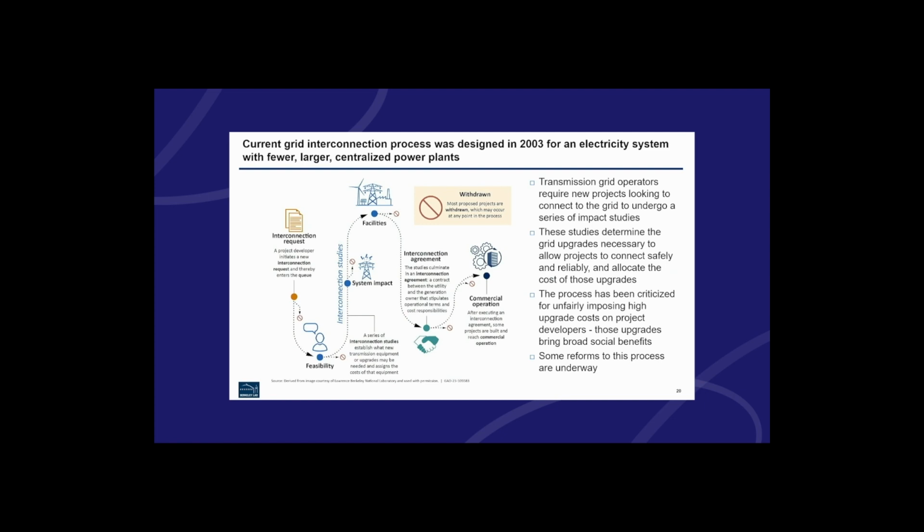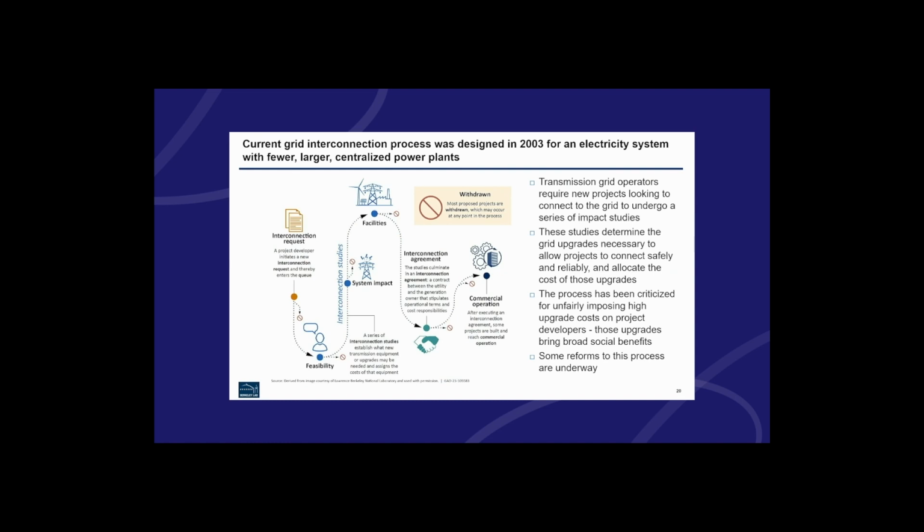Unfortunately, when you build a new power plant, you can't just plug it into the grid like we plug in our phone to the outlet. It's a lot more complex. First, you submit the interconnection request. You conduct a series of interconnection studies, a feasibility study, system impact, and facility study. And those are really designed to determine what grid upgrades would be necessary in order to safely connect that new generation, safely and reliably. And then those studies also allocate the cost of those upgrades.